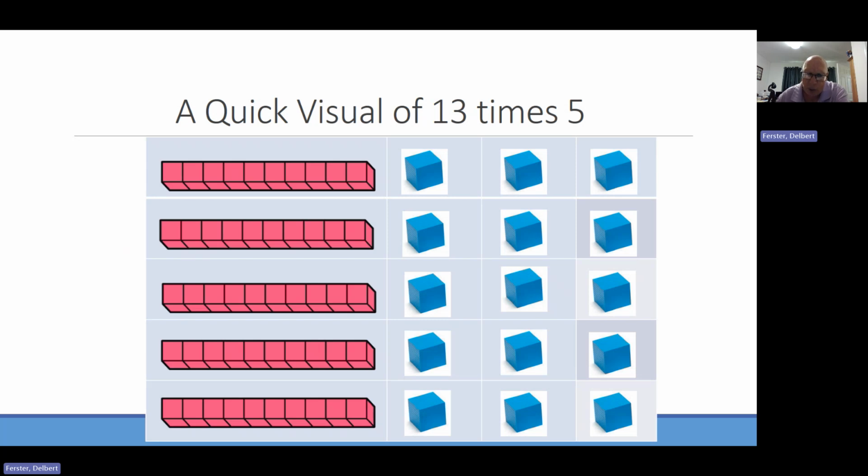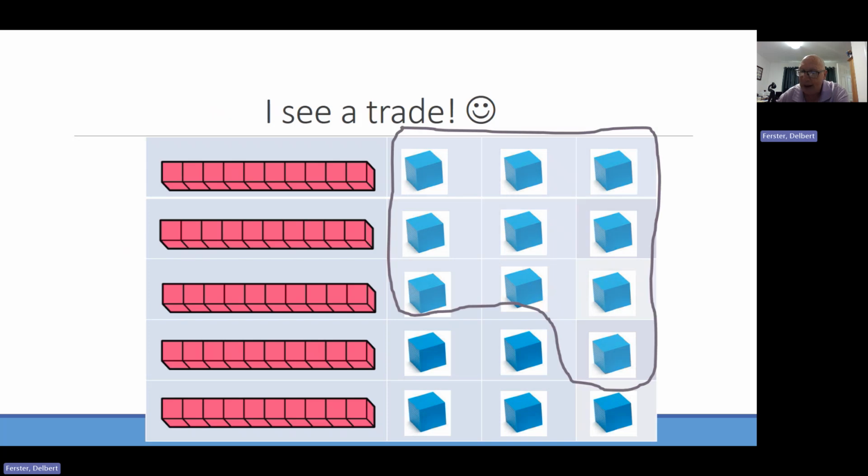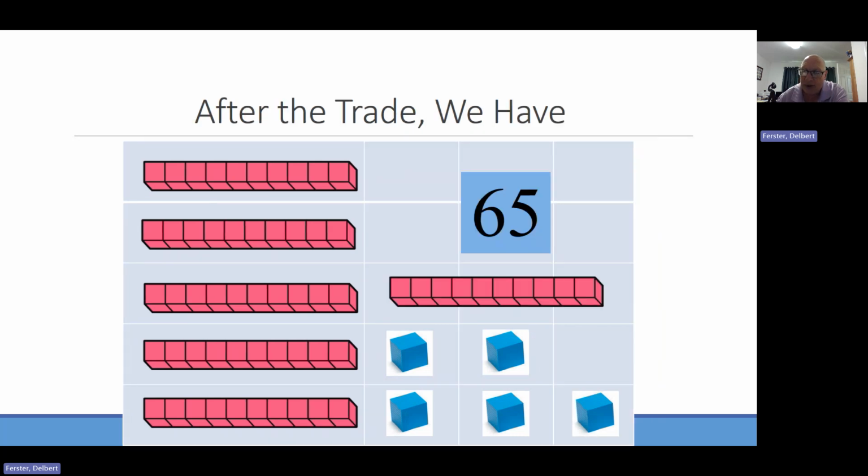And you're sitting there saying, well, shoot, I know what we're going to do. We're going to trade some of those singles and try to get another stick. So it looks like we certainly have well more than 10 of them. So we could grab 10. Now that's a lovely circle right there. We could grab those 10 singles and trade them and get another stick. So that's going to get us a bonus stick, baby. We'll have some singles left. It looks like 5 of them down there. But once we make the trade, we will now have 6 sticks of 10. So our answer for 13 times 5 by means of modeling with base 10 blocks will be 65.